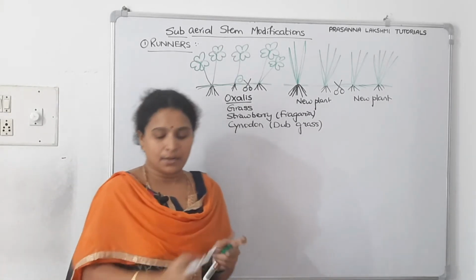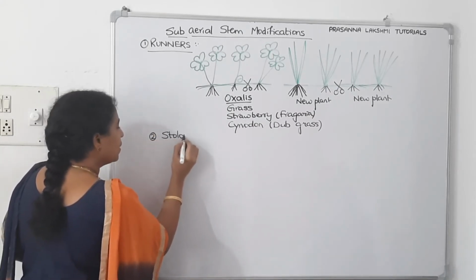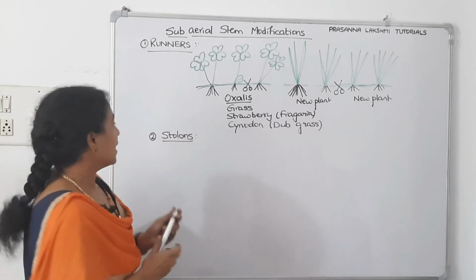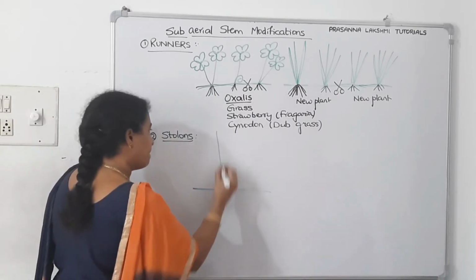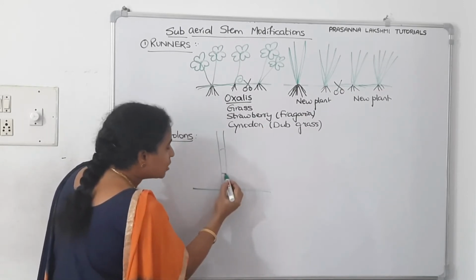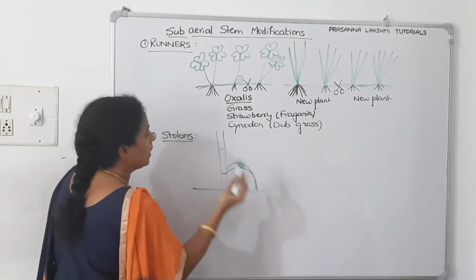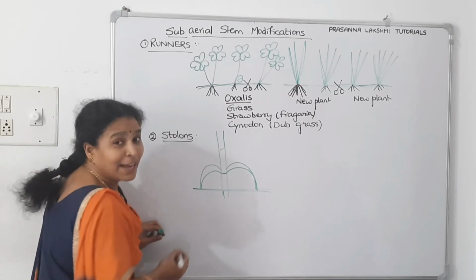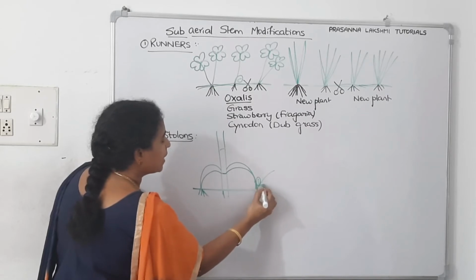Now the second one is stolon. Now let us see what is stolon. It is also a subaerial stem modification only. In stolons, let's say this is the ground level. Here is the plant. Okay. Now the branches which are near the soil are tender, and they bend down. The younger branches, which are soft and flexible, bend down, and when they touch the soil, they make their own roots and they make their own shoots.